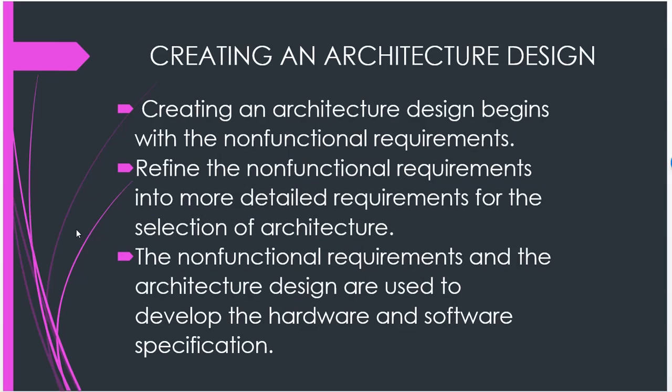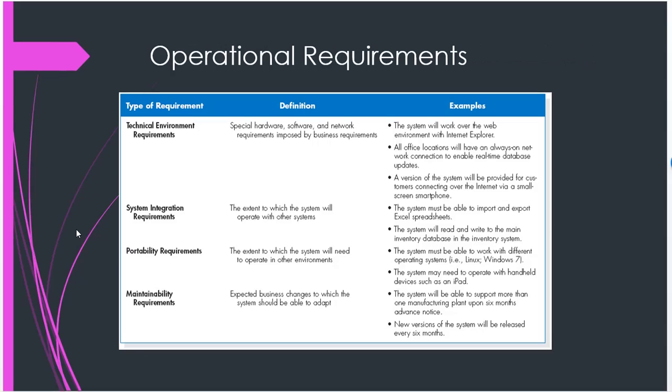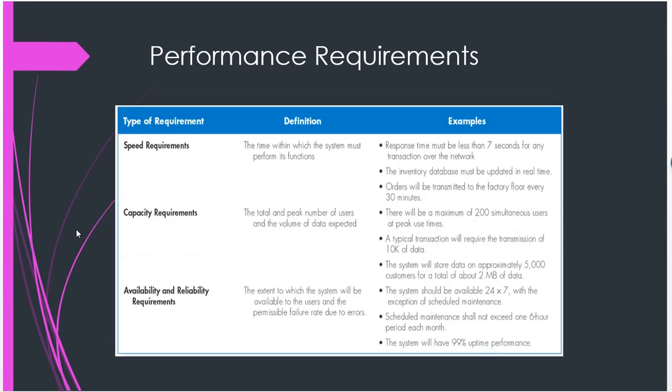So when you're creating your architecture design now, as I said before, you need to look at your non-functional requirements. And these non-functional requirements are the ones you're going to use to develop your hardware and software specifications. So some of your non-functional requirements can include operational requirements that have to do with things like your integration requirements, portability requirements, maintainability requirements, as well as your technical environment. You also need to look at your performance requirements.